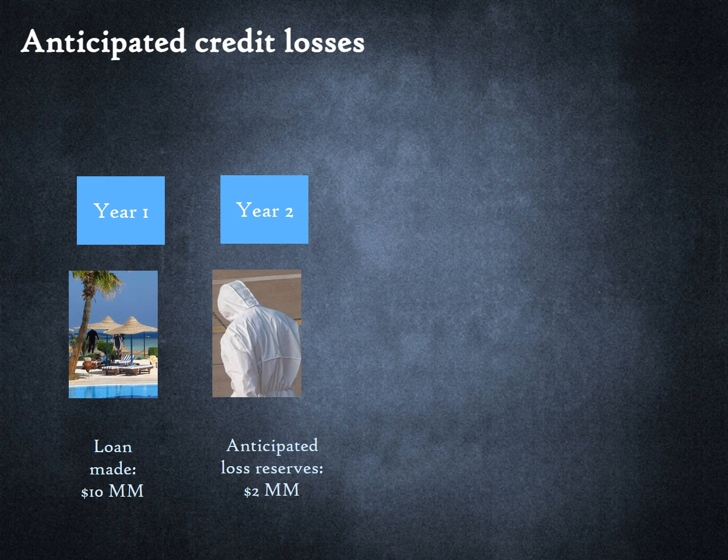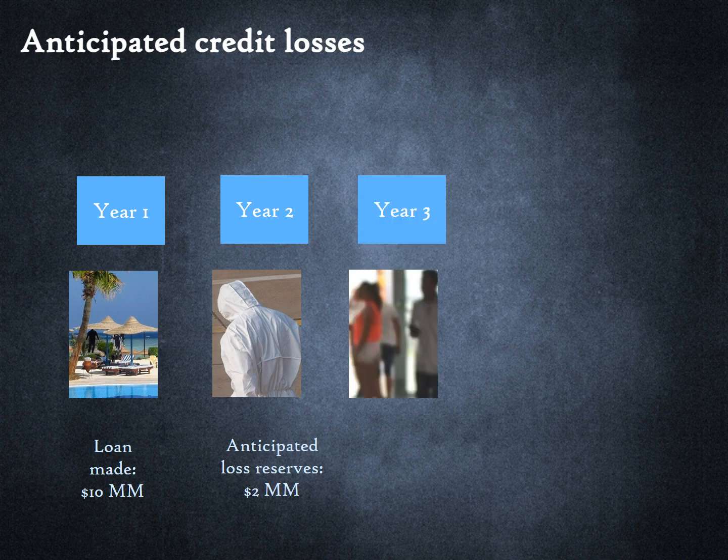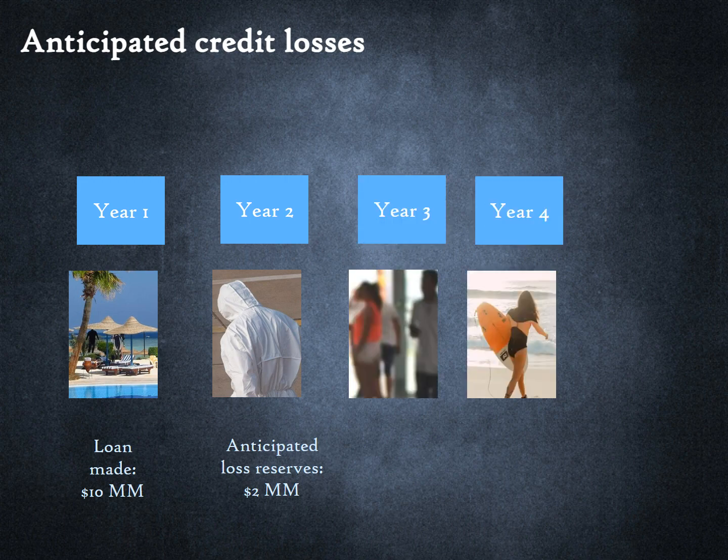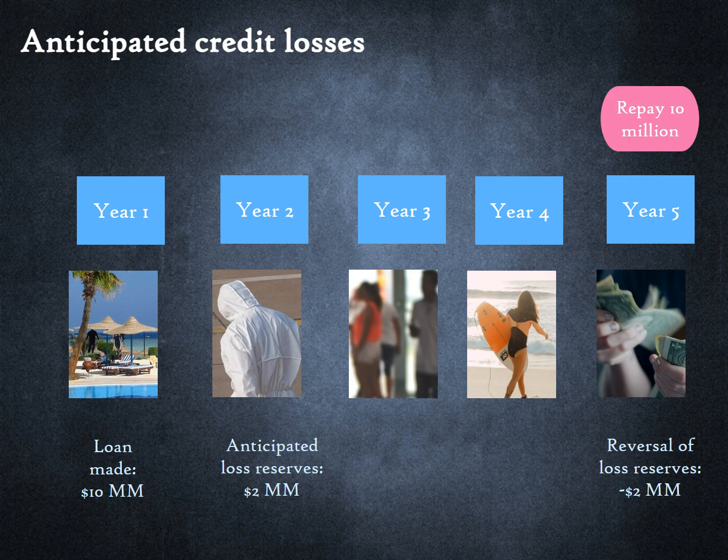Hence, the losses a bank reports in a year could include not just incurred losses, but expected losses in coming years. In year 3 and 4, the pandemic subsides and tourism comes back rapidly. In year 5, the hotel repays the entire loan. The bank now reverses the $2 million reserve it had made in year 2.